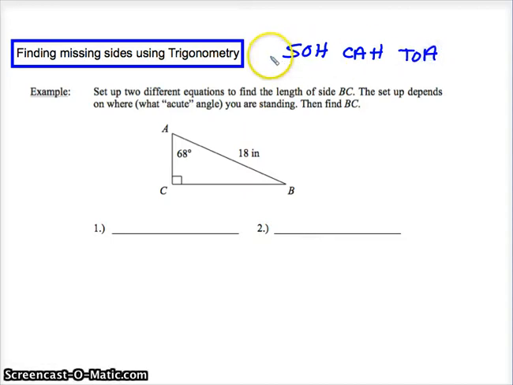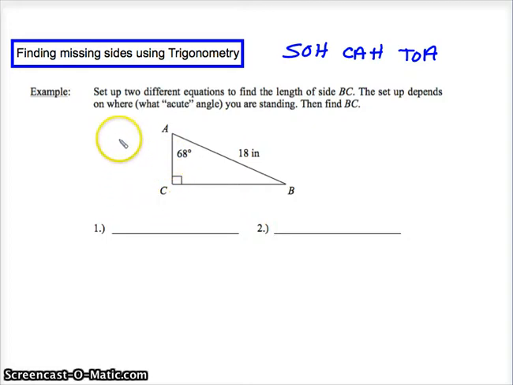So just to review, sine is the opposite over the hypotenuse, cosine is the adjacent side over the hypotenuse, and tangent is the opposite over the adjacent side. Alright? Well, if we're given a right triangle and we've only got two pieces, we can find all the others.